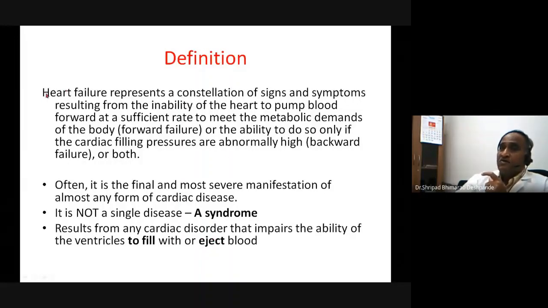So now this is the definition of heart failure. It is a constellation of signs and symptoms. Thus, it is not a single disease, it's a syndrome. Often, it is the final and most severe manifestation of any form of cardiac disease. It is a severe manifestation, and ultimately it leads to fatality or death.